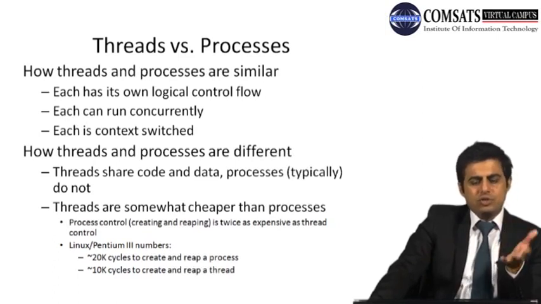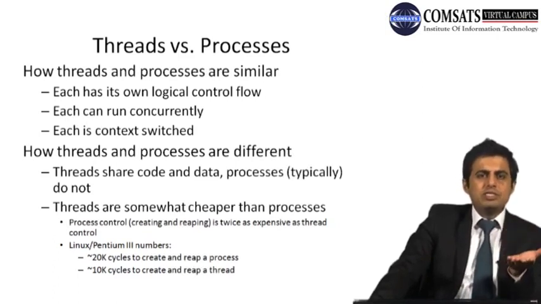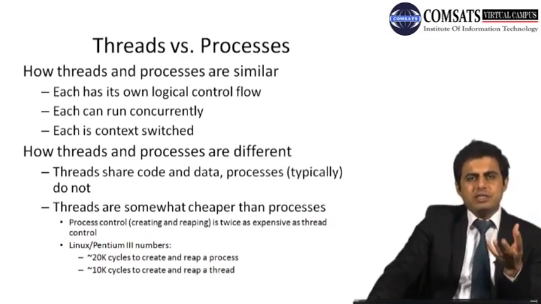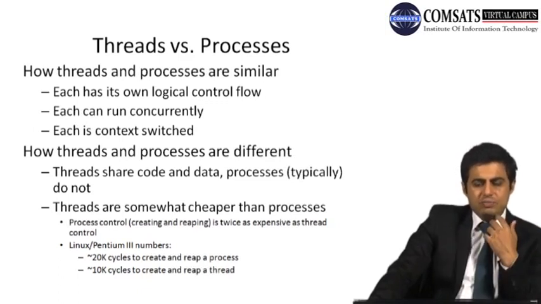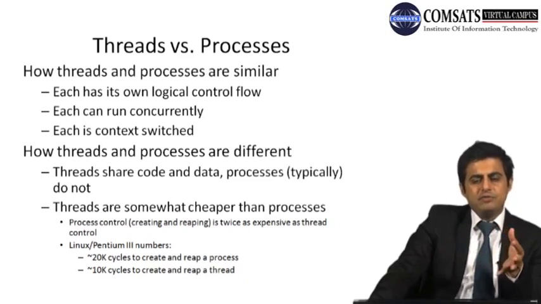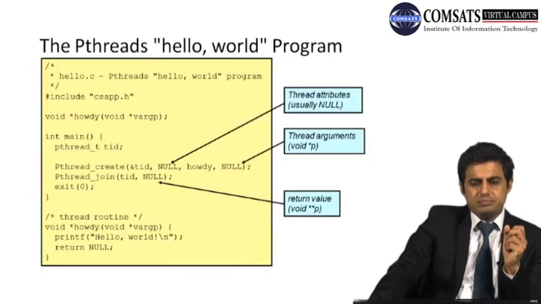and reaping a thread. So you can see that the CPU is taking less time in creating and reaping a thread, and it is taking less space in the memory as well. So clearly threads are way cheaper than processes. That is why threads should be preferred if you want to have concurrent execution of some tasks.